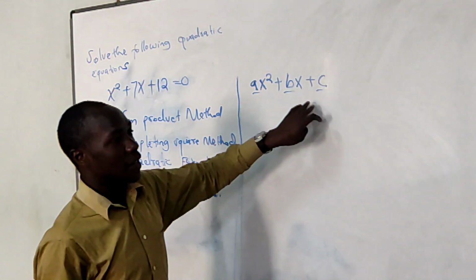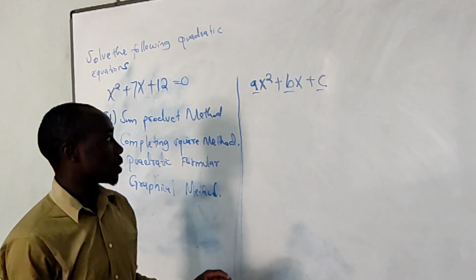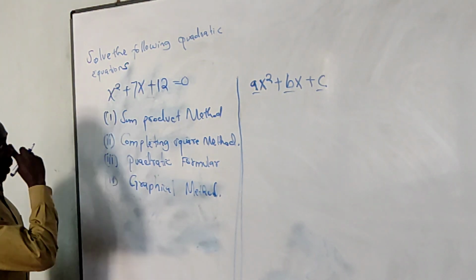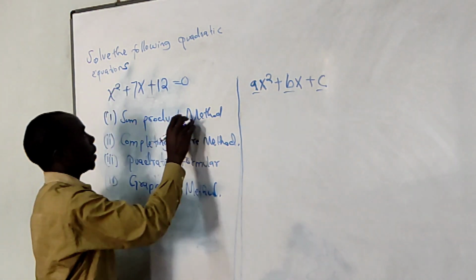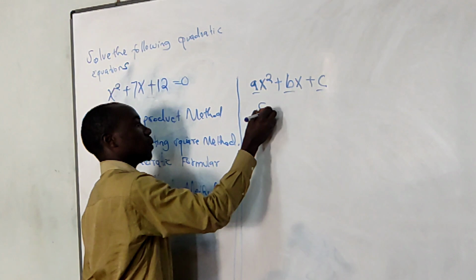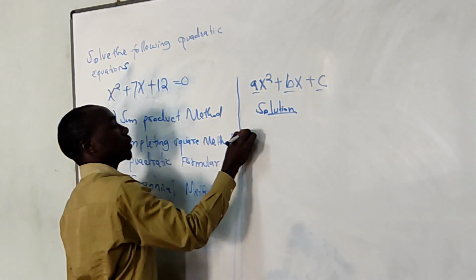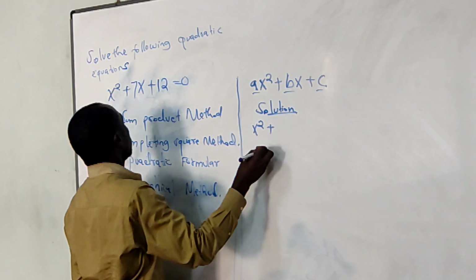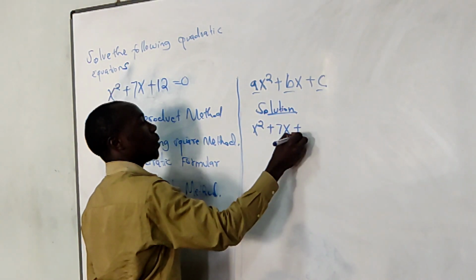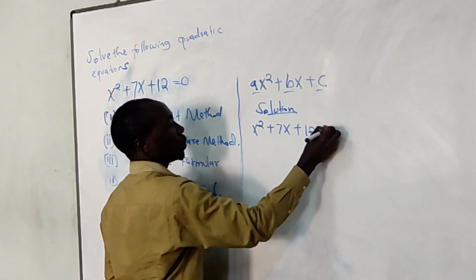Then a, b, and c. So these are what we're going to use to help us solve quadratic equation. In the given equation, x squared, let us start now solving. So solution. We've been given the equation as x squared plus 7x plus 12 equals 0.